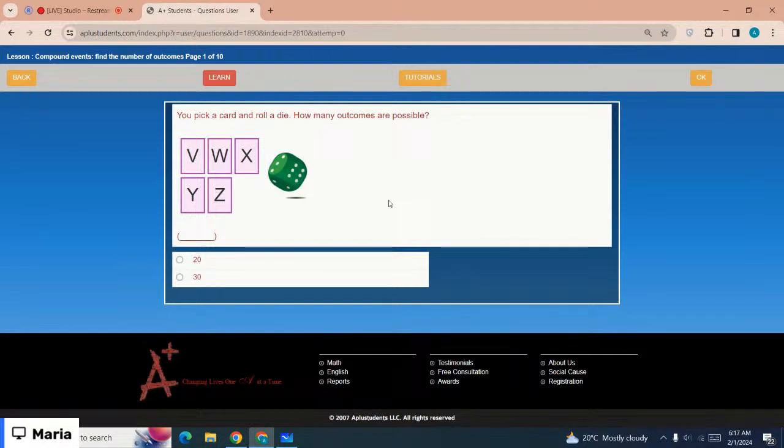Got it? Basically, when you need to calculate the total outcomes, you have to multiply the outcomes of both the events, right? The outcome of the first event is 5, and for the other one it is 6. So you have to do 6 times 5, that is 30. Got it? The correct option is 30.